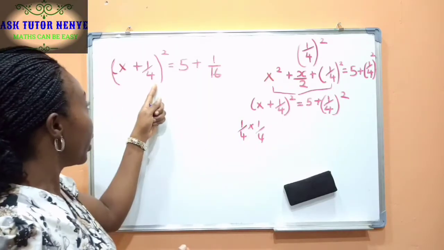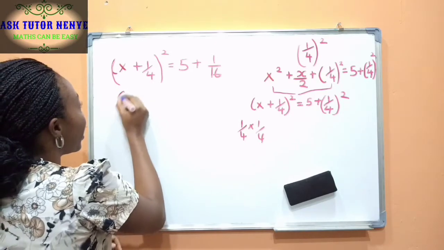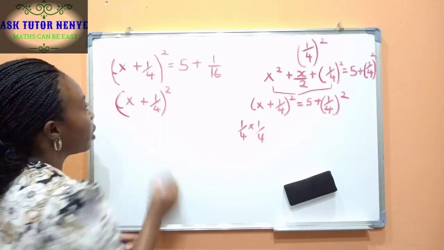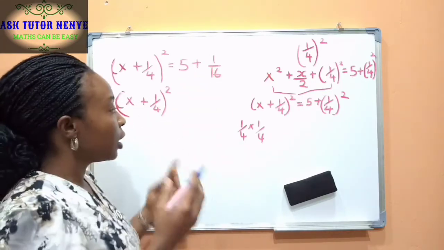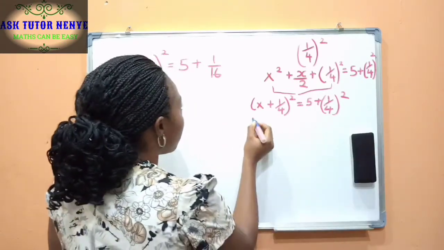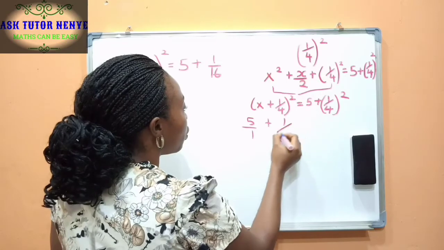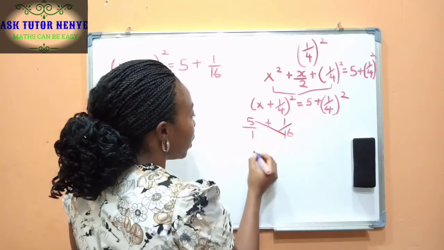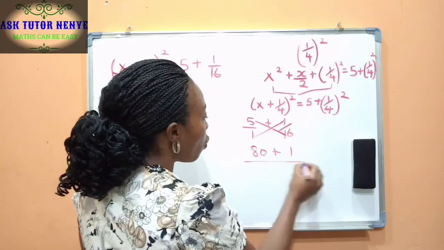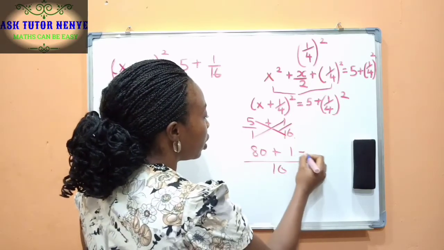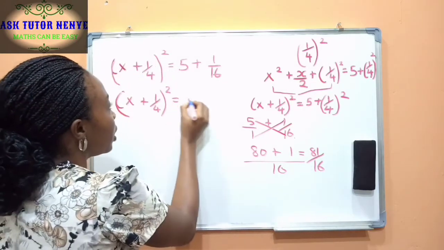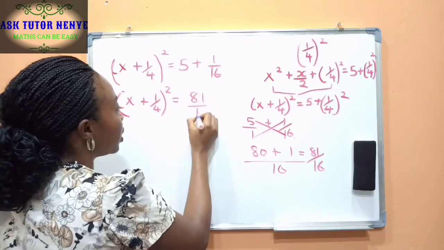And so, by the time we have this, we'll have x plus 1 over 4 squared equals 5 plus 1 over 16. This is the easiest way to do it. You're going to say 5 over 1 plus 1 over 16. 16 times 5 gives us 80, plus 1 times 1 gives us 1, over 1 times 16 gives us 16. So that gives us 81 over 16.